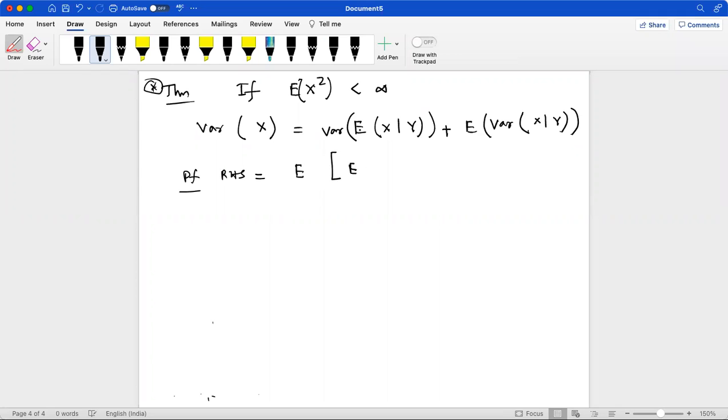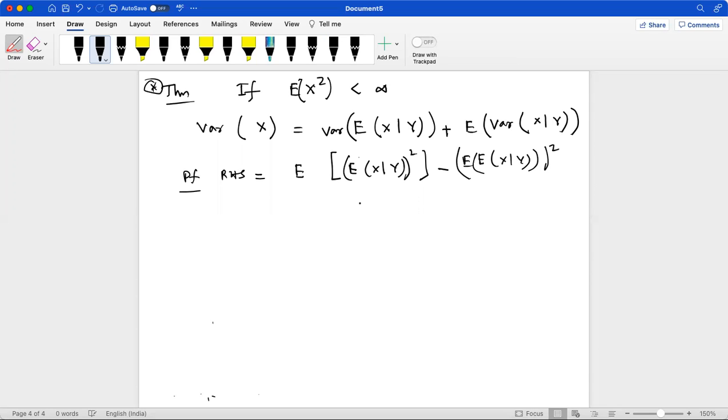some square. Expectation of some, if you say it is Z, then the expectation of x conditional on y, the whole square, minus, you know, what is this? This is the expectation of x given y, and again expectation and then square. You know this. This is the definition of the variance. Variance of Z equal to expectation of Z square minus expectation of Z whole square.